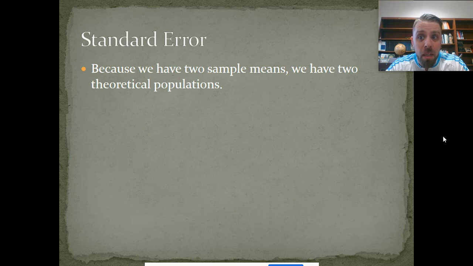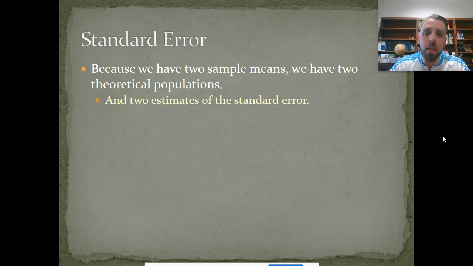But here we're actually estimating it twice. If you have two sample means, you have two populations. And if you have two populations, you now have to estimate two separate standard errors. So the t-test is going to draw upon this very issue.